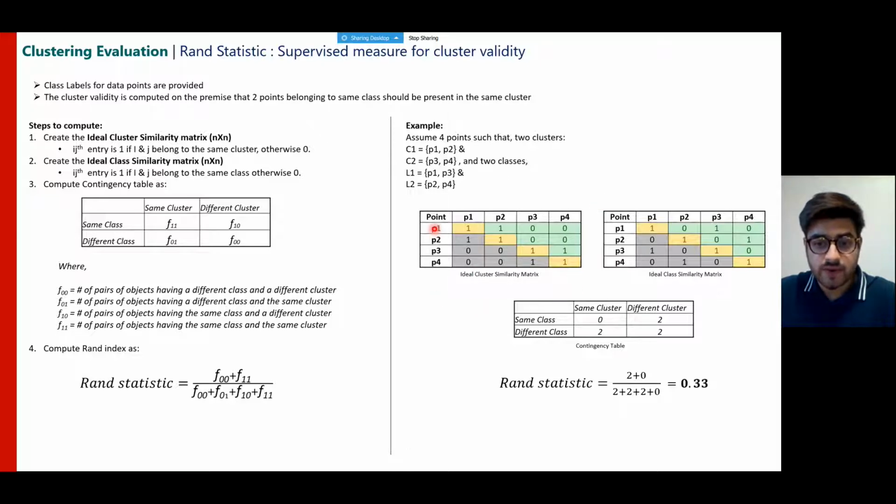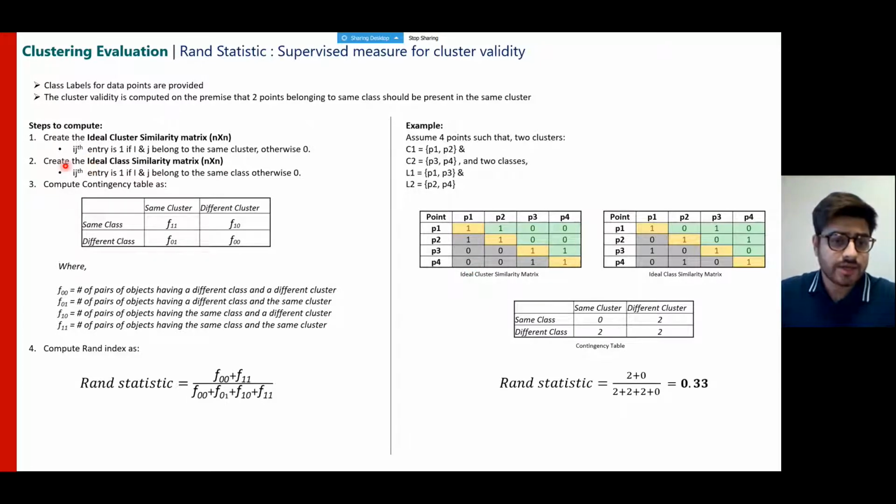It would have 1 for 1, 2, and for 3, 4 because they belong to the same cluster, and for other values it will be 0. Now, one thing to note here is that the diagonal values for the similarity matrix would always be 1, and the data above it and below it will be the same. So we should consider only one side of it so that we do not double count these values.